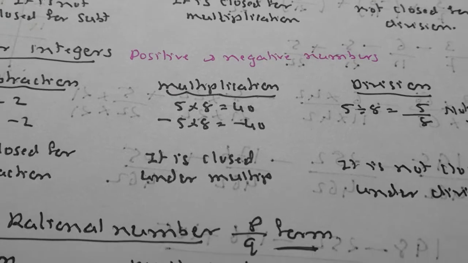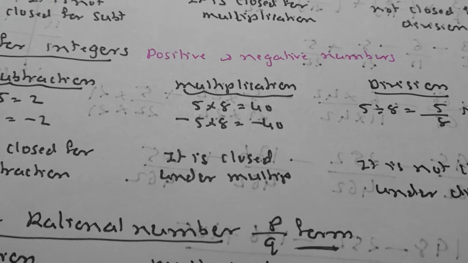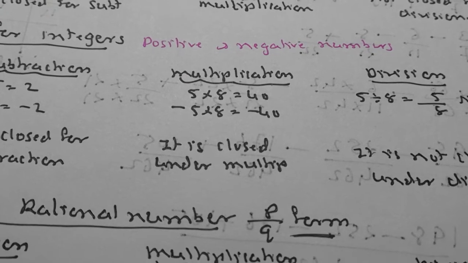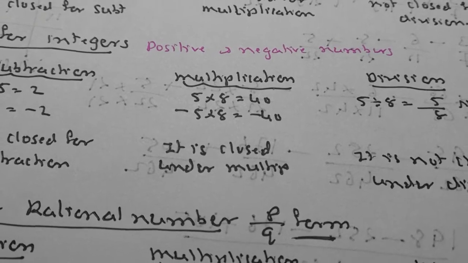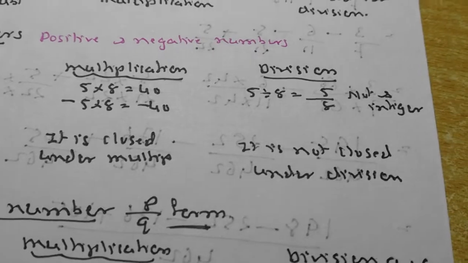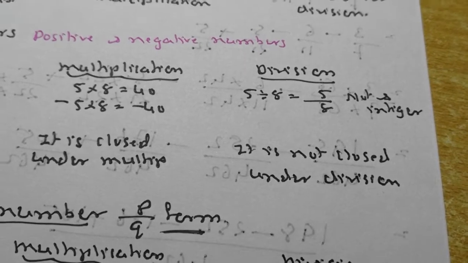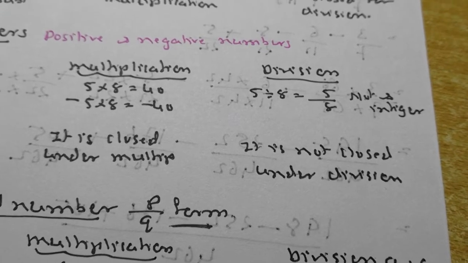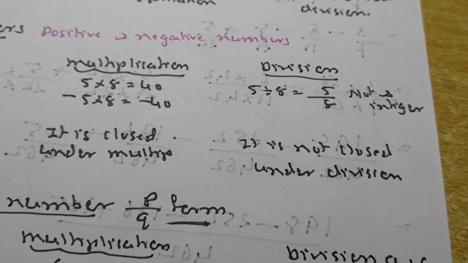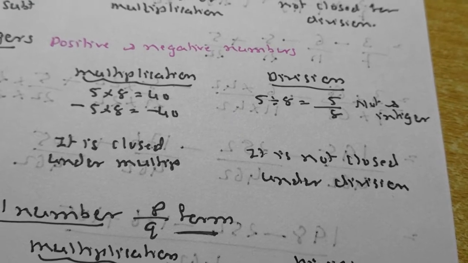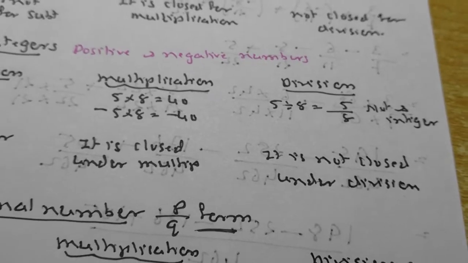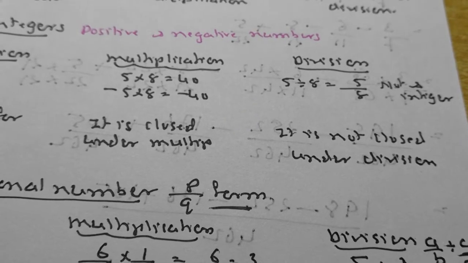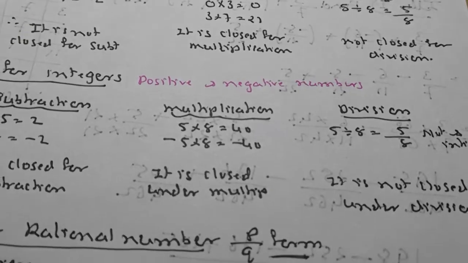Multiplication, 5 into 8 is equal to 40. Minus 5 into 8 is equal to minus 40. 40 and minus 40 are both integers, so it is good for multiplication also. For division, 5 divided by 8, 5 upon 8. It is neither a positive number nor a negative number in the form of whole numbers or integers. It is a fraction, so it is not good for closure property.